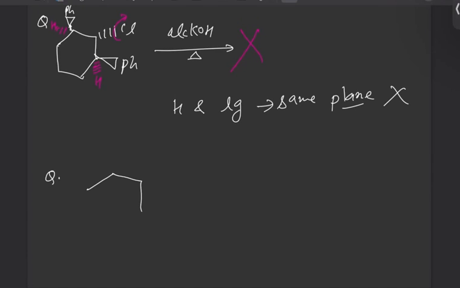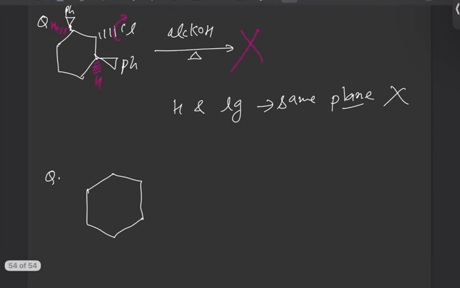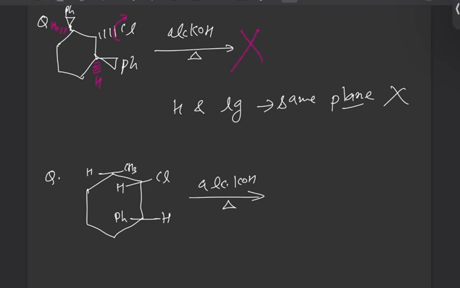Give one more question. In elimination E2 reactions, you should be very clear about this, otherwise the answer will be wrong. If there is CH3 here, hydrogen here, and suppose there is chlorine here, hydrogen here, and now there is Ph here, hydrogen here, and I am giving alcoholic KOH plus heat. Now tell me, is this reaction possible? Will it form product or not?